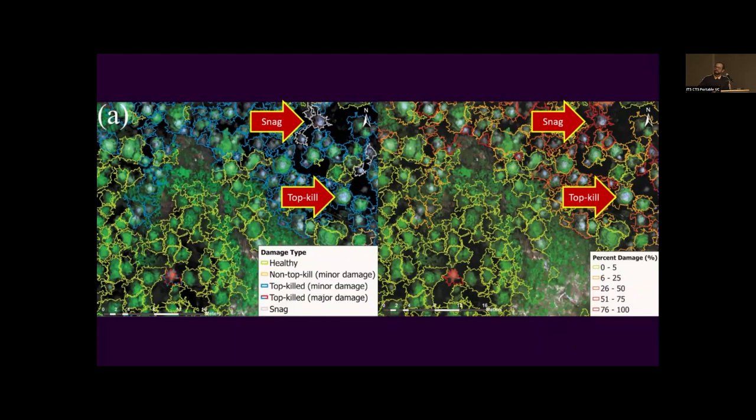For top kill trees, you can see that there's a gray center that indicates damage and a green outside, and that correlates with the damage classification, as well as the high percent damage seen, and same for the healthy trees as well.